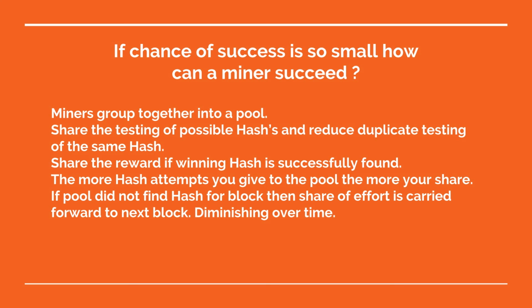If the pool doesn't find the correct hash in a time period, generally what happens is your shares are not lost, they are moved and carried forward into the next block and the next set of guesses and hashing. But this share is reduced over time. But it takes some time.